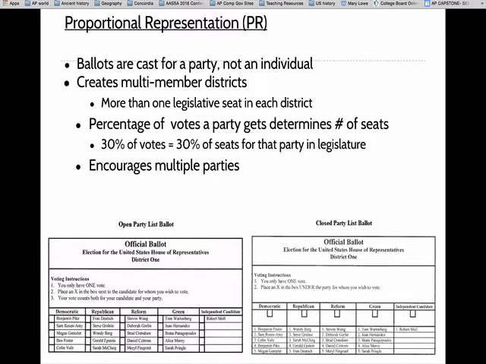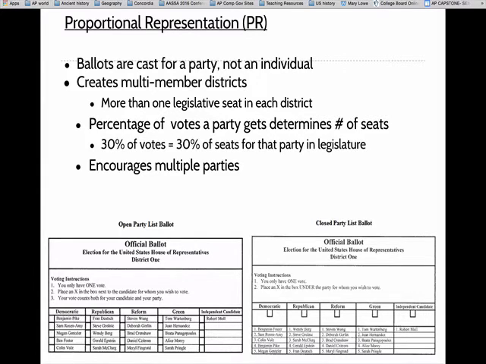Aside from the plurality, we have something called proportional representation. This is something that's not quite as common. Instead of ballots being cast for an individual, ballots are instead cast for a party.